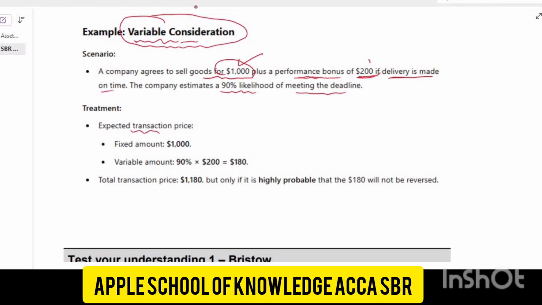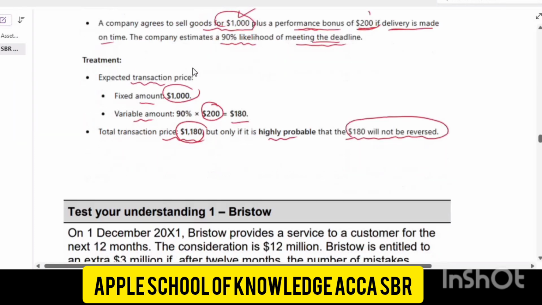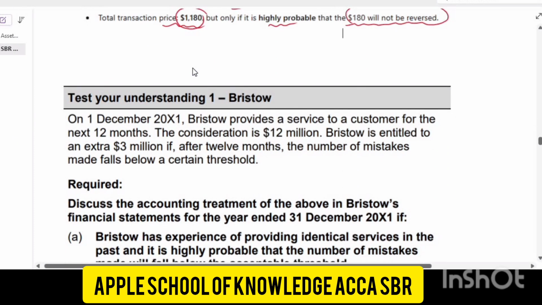So the expected transaction price is the fixed amount, that is 1000, and then the variable amount, which is $200, and there is a 90% likelihood of meeting the deadline. So you will count 180. So the total transaction price will be this amount, provided it is highly probable that the 180 will not be reversed. Clear? Now we have an example here, and I took this example from the Kaplan kit.